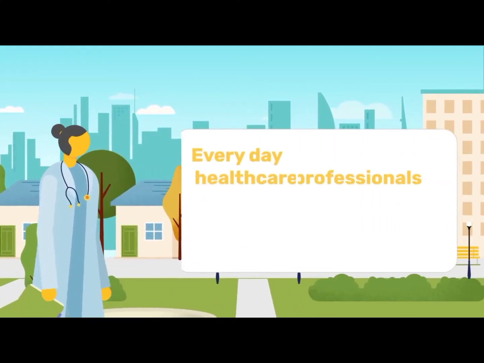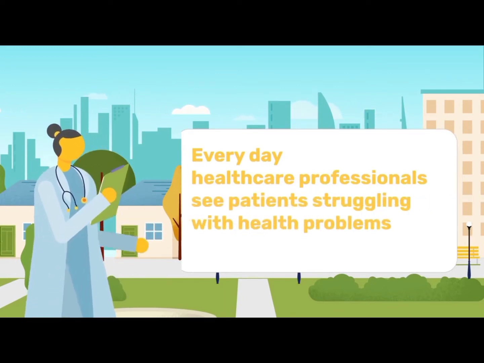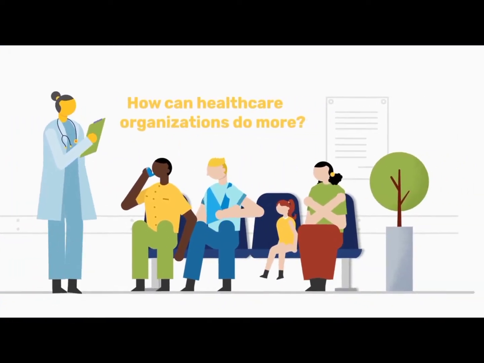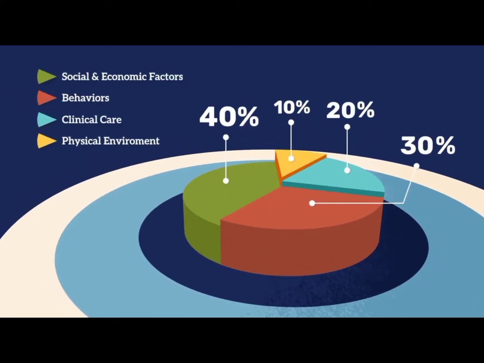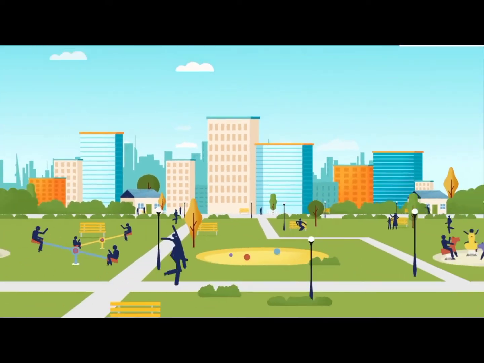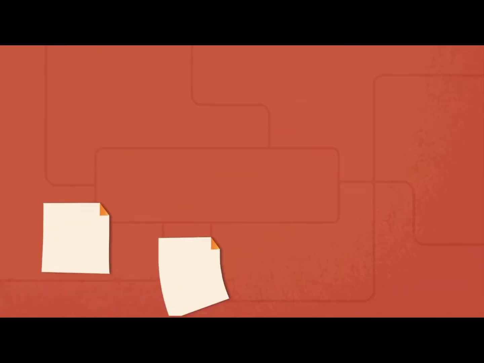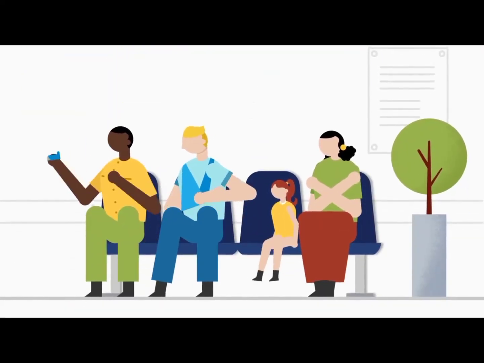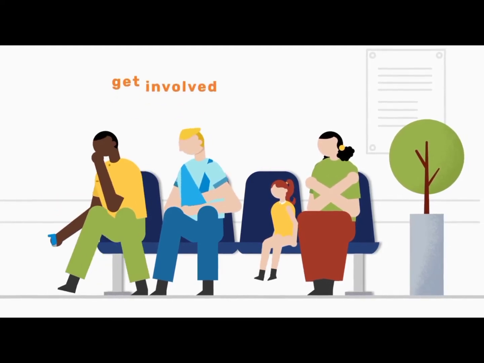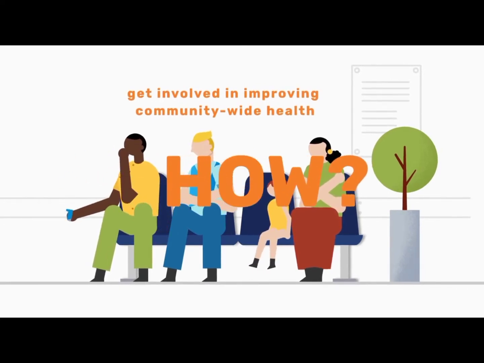Every day, healthcare professionals see patients struggling with health problems that could have been prevented. But how can healthcare organizations do more to help prevent illness and injury when community factors play such a big role? We know healthy communities are a key to healthy lives. And we've already been involved in many efforts to create the conditions that support health. Luckily, there are now models that healthcare organizations can use to get involved in improving community-wide health, to address health disparities in a systematic way.